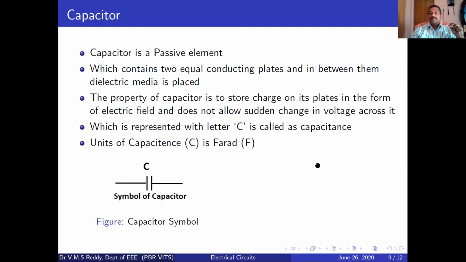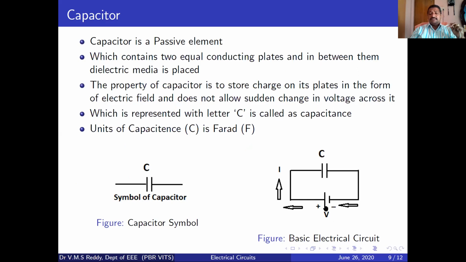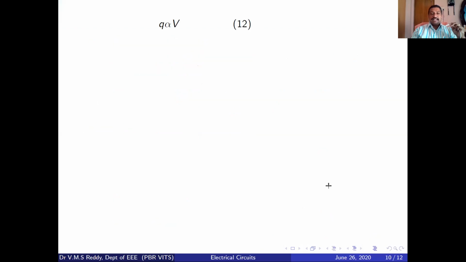L is equal to N phi by I. So those are the formulas. R is equal to V by I. Like this, R is equal to rho L by A, a physical property of the product. Then we connect this capacitor, a passive element, to the active element, the voltage source. Immediately the current starts to flow. Because of that, charges are developed between these two plates, and energy is stored between these two plates in the form of electric field, which I will explain.